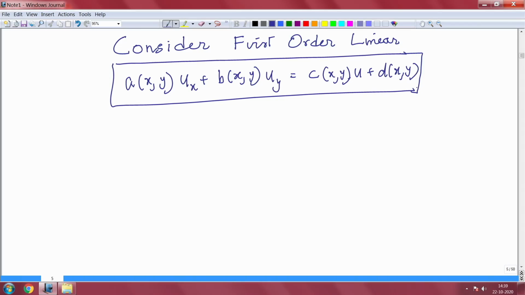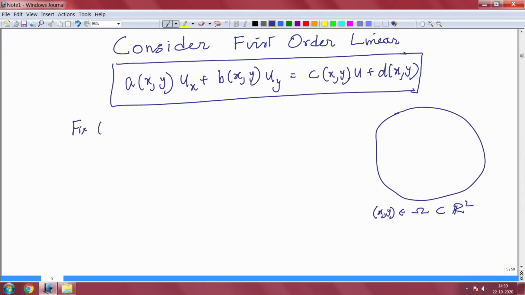Now I want to give you the concept of what we did. You have a domain maybe in R2, a domain omega in R2, we will come back to that, and (x,y) belongs to it. So your PDE is defined in omega. Later we will come back to the initial value problem. First try to understand how we introduce the characteristic curves. For that, understand this equation. Fix a point (x,y) in omega.